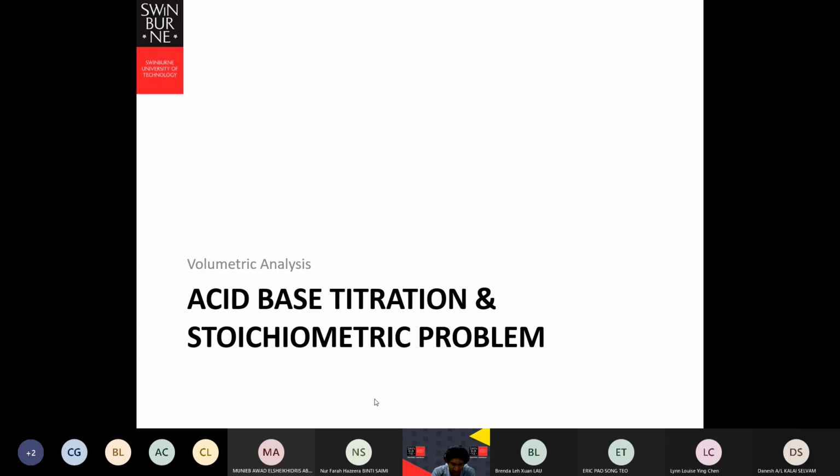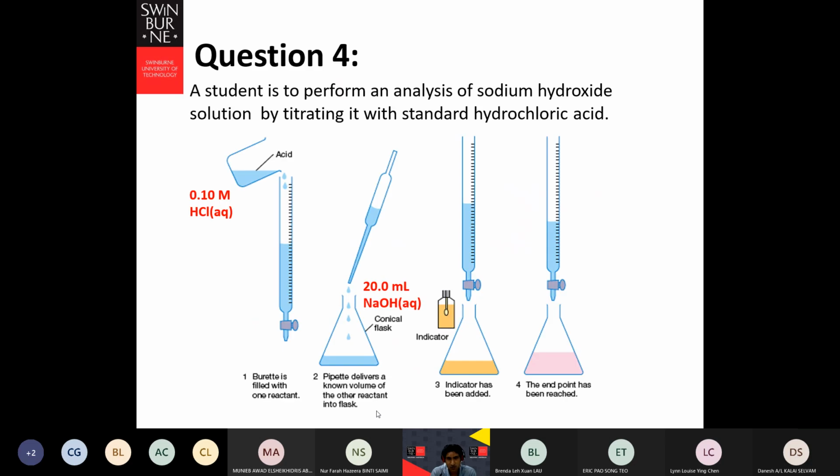Now the important thing is our titration and stoichiometric problem. What is titration? Titration is neutralizing one species of acid or base by adding a counterpart of it. If it is an acid, we add base. If it is a base, we add acid, right?